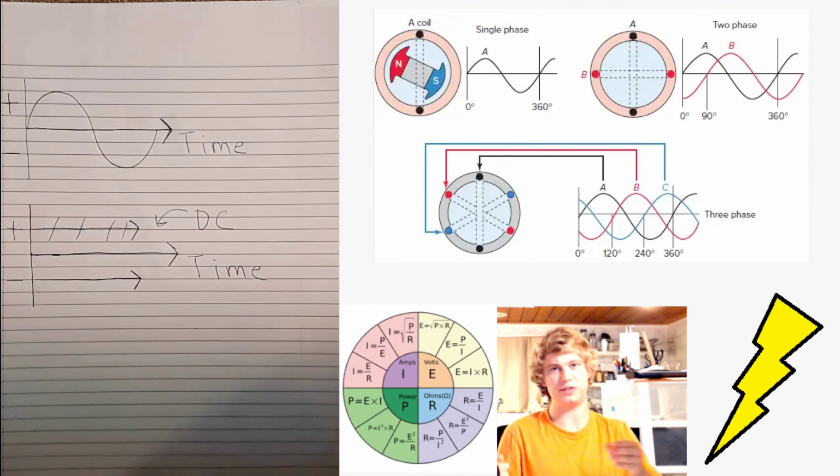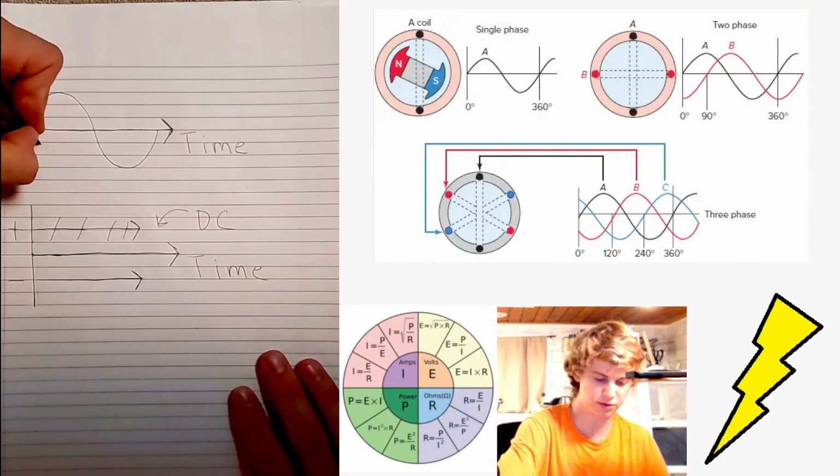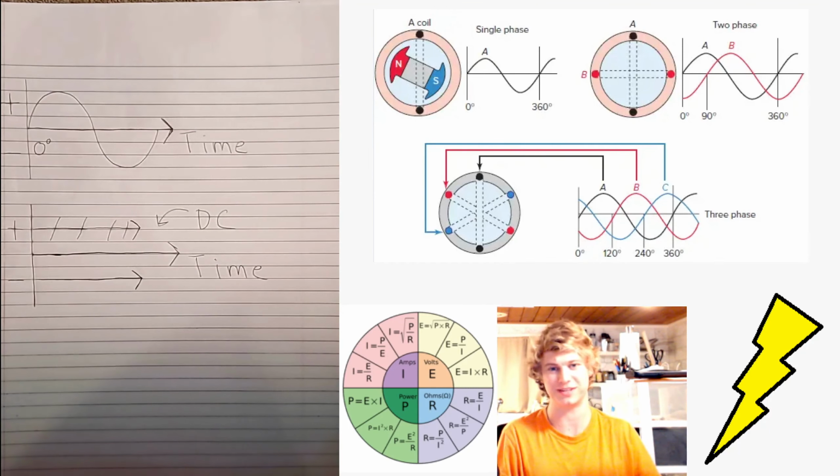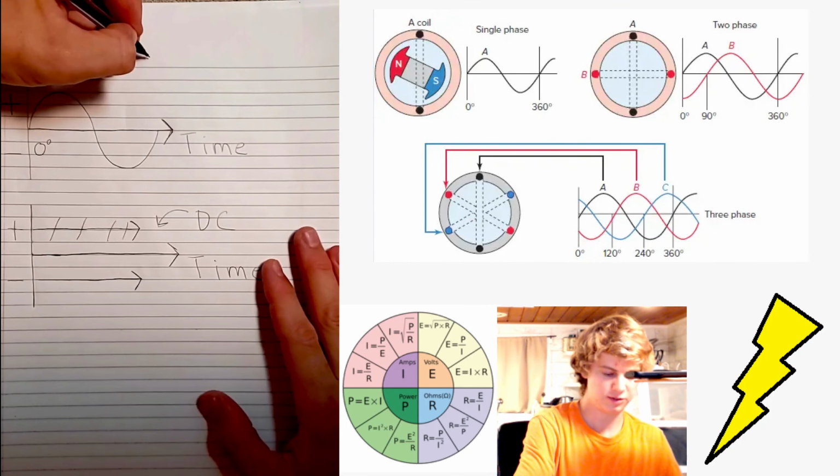So in the picture above me, we see 0 degrees and 360 degrees. We need to comprehend one thing: this is a complete rotation. Therefore, when we call this 0 degrees, it's 0 degrees and it's also 360 degrees. It's where the circle meets up. So let me draw this out a little more.